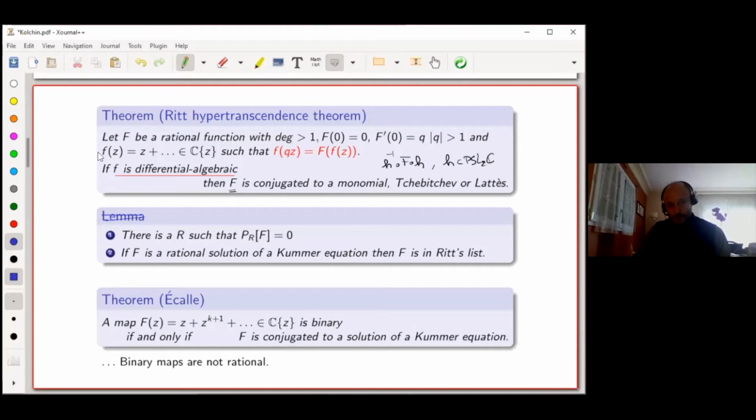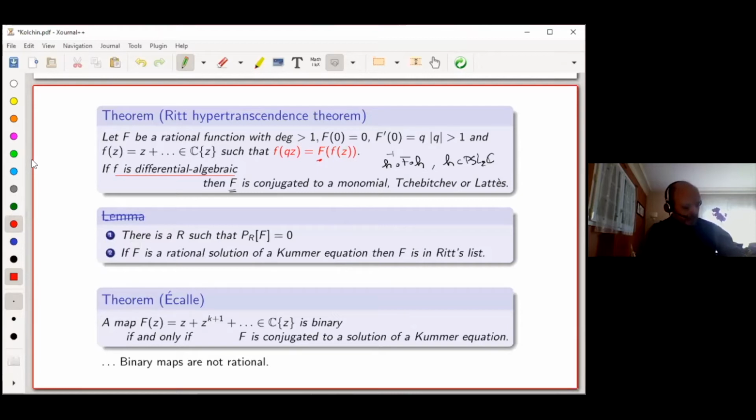So I will try to extend this theorem now, replacing this f by an algebraic function and not a rational function. The first step is the same, but the second step is to understand all the algebraic solutions of the Kummer equation. That's the reason for the title here.